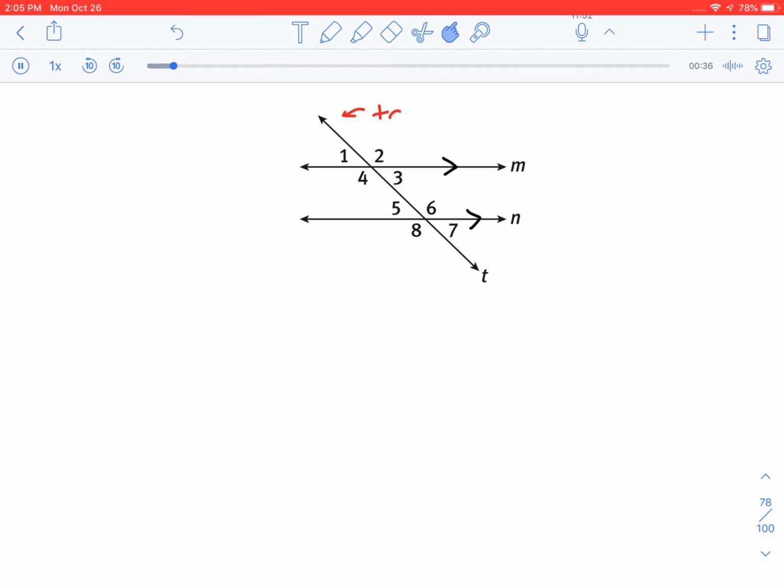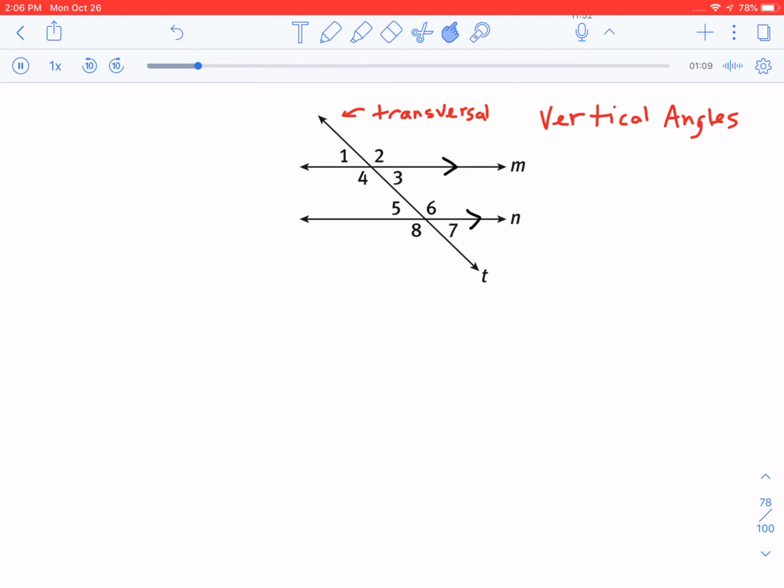T, the transversal. It is simply a line that is cutting or going across and through other lines, and so these other parallel lines in this case. And so what we're going to do here is look at all the relationships. As we look at the relationships, what I want to do is basically talk about pairs and list all the pairs.